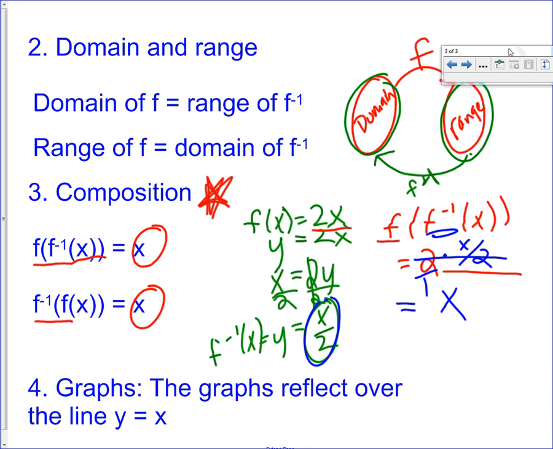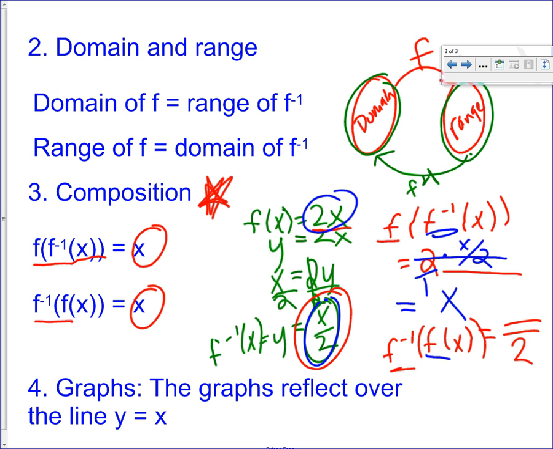And then if I go the other direction, what is f inverse of f of x? This time, the inverse is our outside function. So let's write the inverse with a blank: blank divided by 2. In the blank, we will put the inside function, f, which is now 2x. Then we simplify. So we have 2x divided by 2. 2 divided by 2 cancels out, and it equals x. Therefore, I have verified that x over 2 is the inverse of 2x, because the composition f of f inverse equals x.